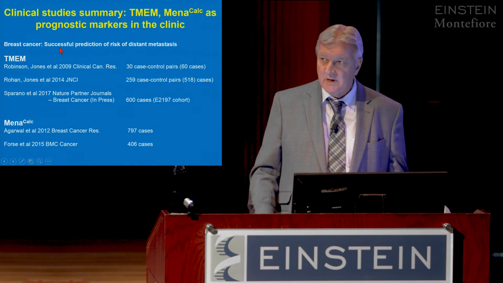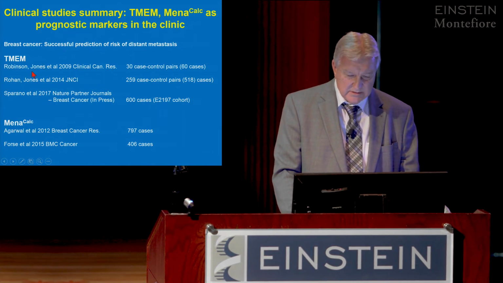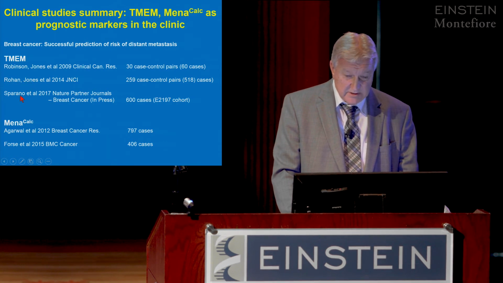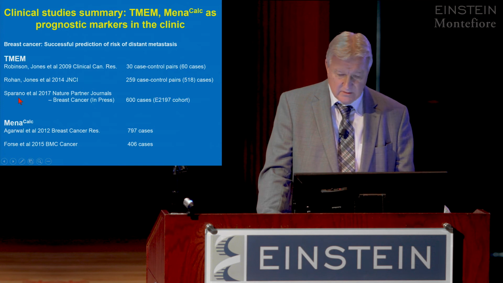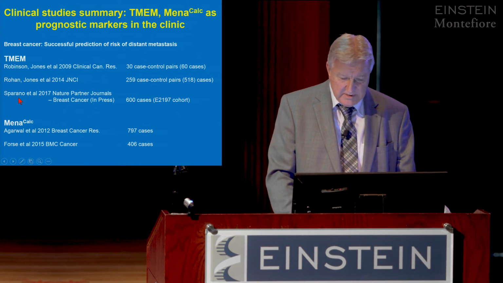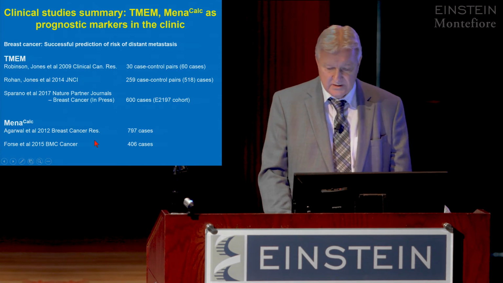So these studies have now been done. You'll notice the authorships. We have Einstein pathologists, epidemiology, pathology, oncology, proving the usefulness of these markers on large patient cohorts. MENA-calc is also predictive. Prognostic for metastatic recurrence.